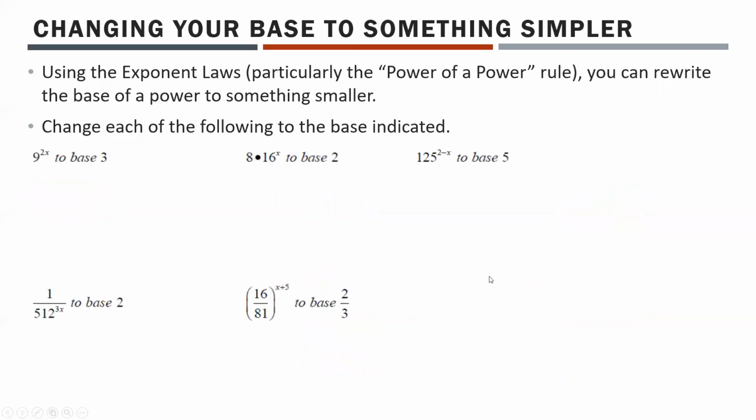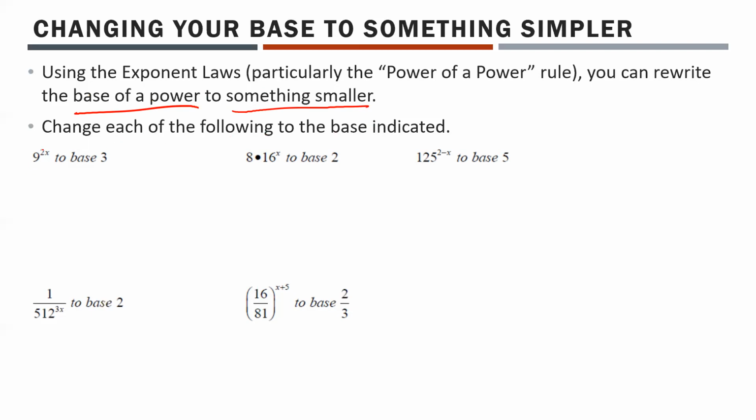All right, next thing we got to deal with here, of course, and believe me, the whole reason we're doing this is we're marching towards being able to solve an exponential equation. It might not seem like it right now, but we are, believe me. So using your exponent laws, particularly the power of a power rule, you can rewrite the base of the power to something smaller. This is going to be really useful in a second here. Change each of the following to the base indicated.